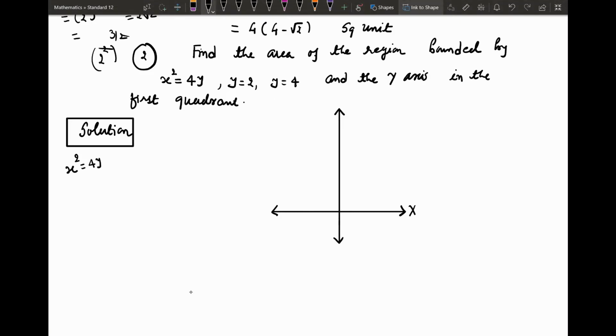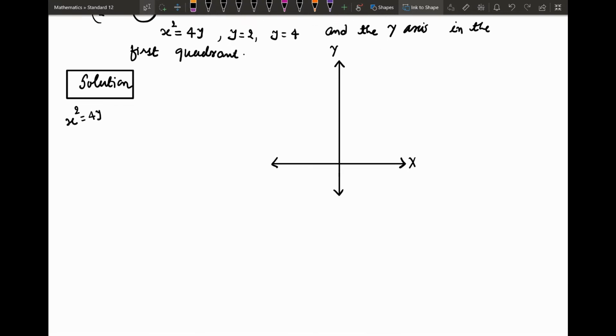This is x axis, y axis. X square equal to 4y, we know it's a parabola, only even power of x, so symmetric about y axis. Also square is positive, y is positive, so the curve lies in the first and second quadrant because y is positive. So this is the parabola.